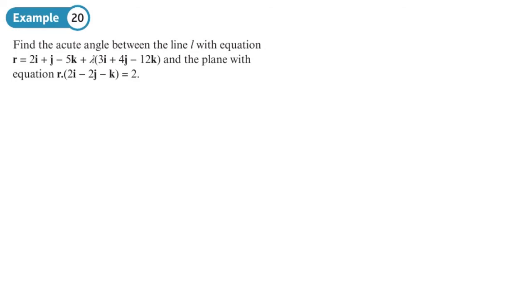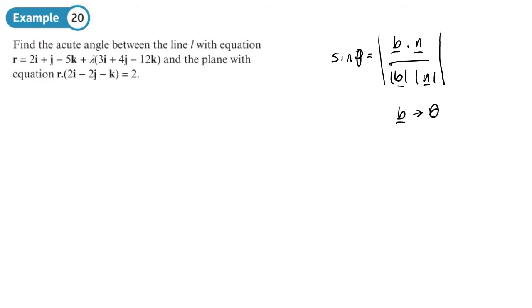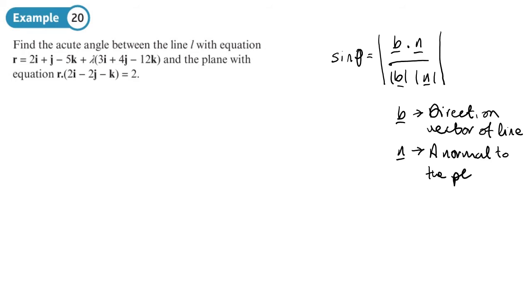Now just a reminder, if I want to find the acute angle between a line and a plane, it's this formula. The sine of the angle is equal to b dot n over the length of vector b times the length of vector n. Now b is the direction vector of the line, and n is a normal to the plane, or a vector which is perpendicular to the plane.